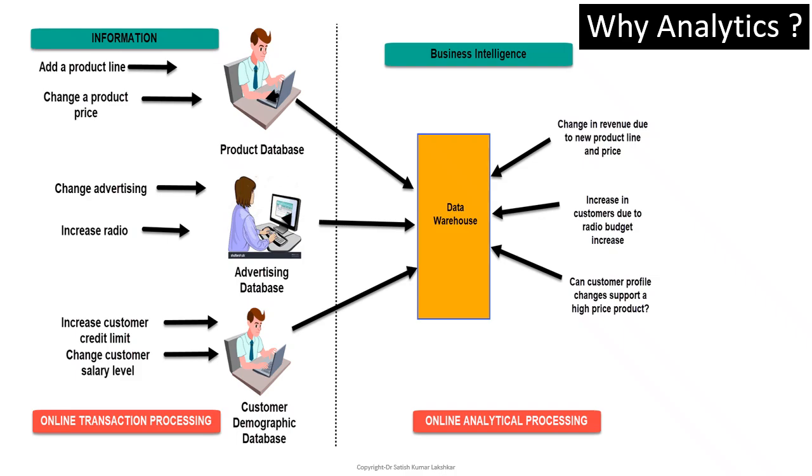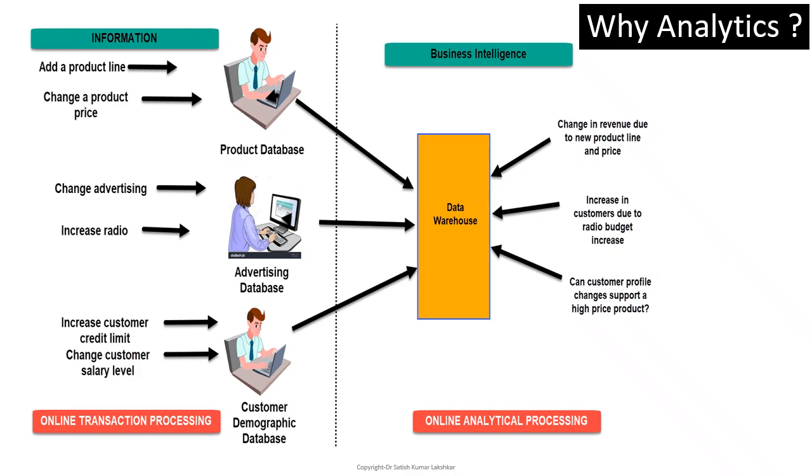So on the left side of the screen you can see there are three categories: product database, advertising database, customer demographic database. These different types of information a company can utilize with the help of a virtual database, a virtual warehouse, the so-called data warehouse. And then an organization can get meaningful information out of this, which is known as business intelligence. So this is the role of analytics.